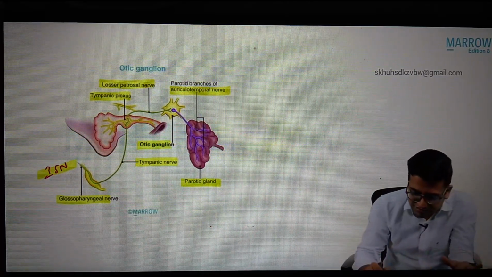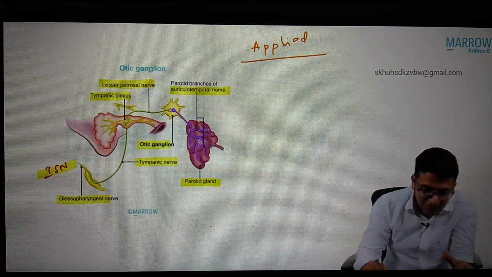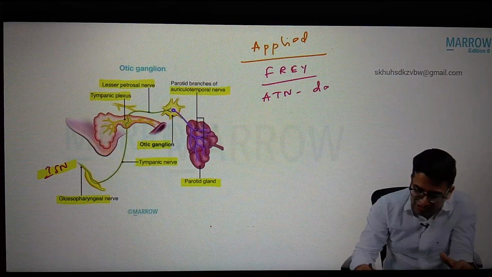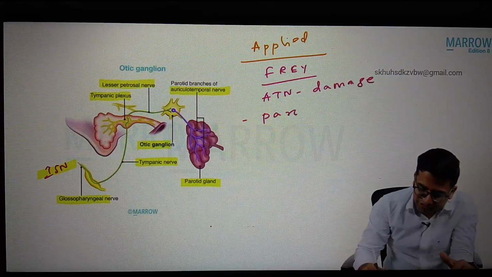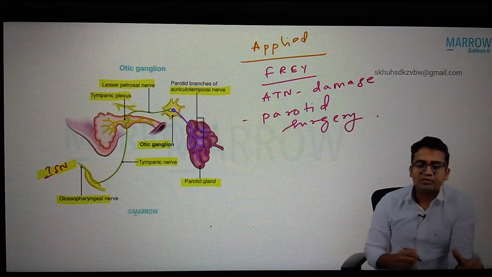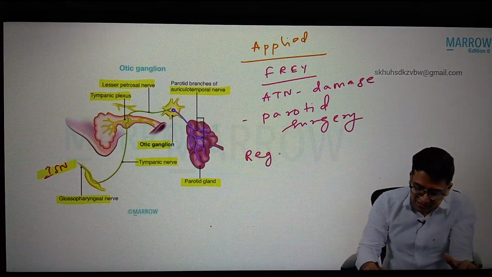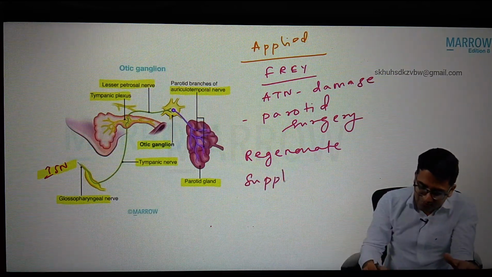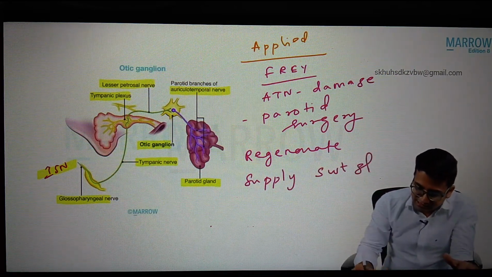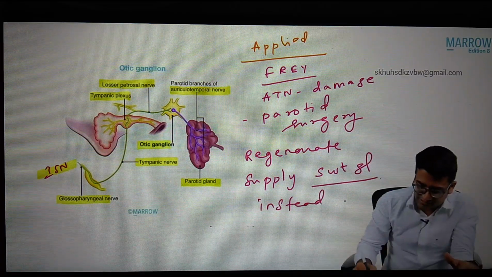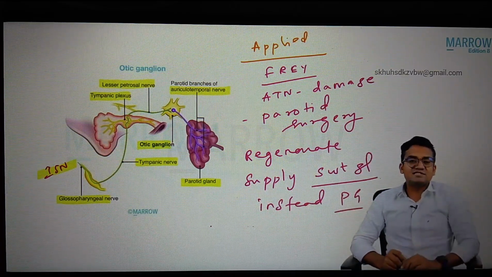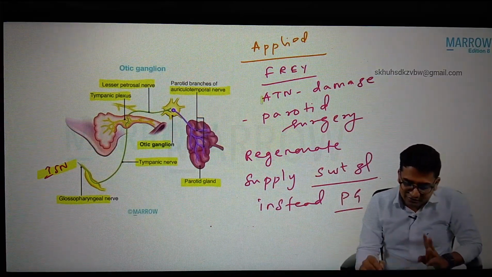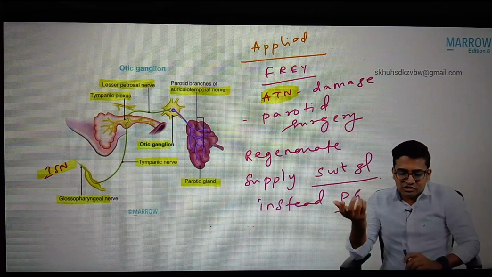Right. Now we're going to see the applied. What is that? Frey syndrome. Now in Frey syndrome, auriculotemporal nerve damage during parotid surgery. Okay. Now the fibers regenerate. The auriculotemporal nerve fibers regenerate, and they supply the sweat glands instead of parotid gland. That is called Frey syndrome. So Frey syndrome is due to involvement of which nerve? Auriculotemporal nerve.